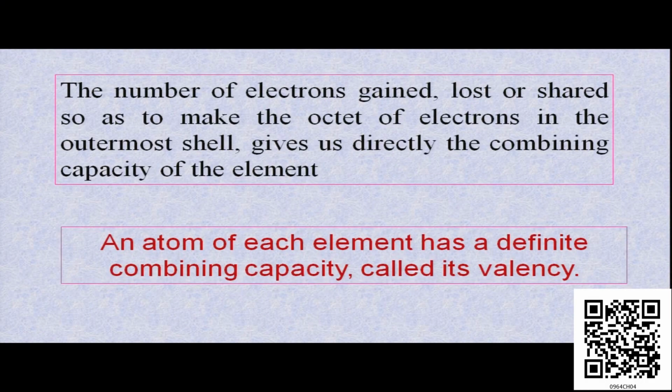Let us look at the definition that is on your screen. The number of electrons gained, lost or shared so as to make the octet of electrons in the outermost shell gives us directly the combining capacity of the element. An atom of each element has a definite combining capacity, which we call valency.